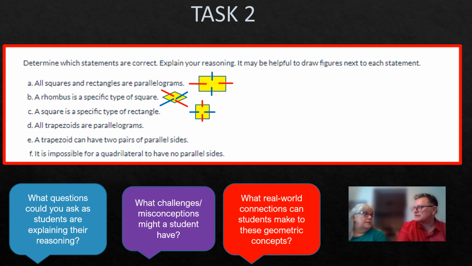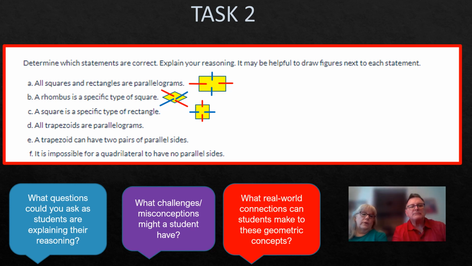So we really have to think about the language and the wording of the statement to determine if it's a category of another shape. Correct. So that square is a rhombus with four right angles. So a square is a specific type of rectangle. It absolutely is, because the minimal defining attribute of a rectangle is that it has four right angles. And all squares have four right angles.